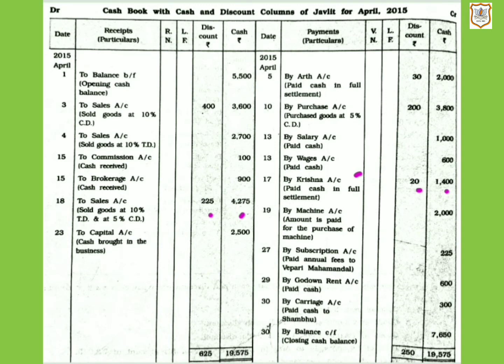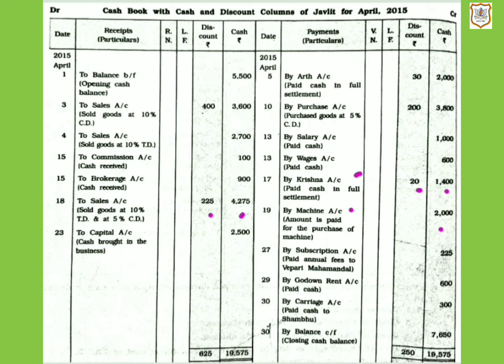As we are purchasing machine, so our cash is reducing, so we will record it on credit side of cash book. Here it is. We are making payment as we have purchased machine, and in particular column we will write by machine account. Why is our cash going out? Because we have purchased an asset, and that is a machine. So we will record it here by machine account.